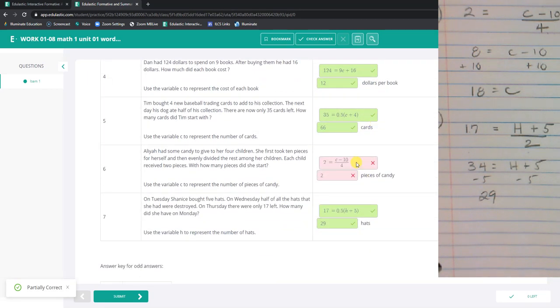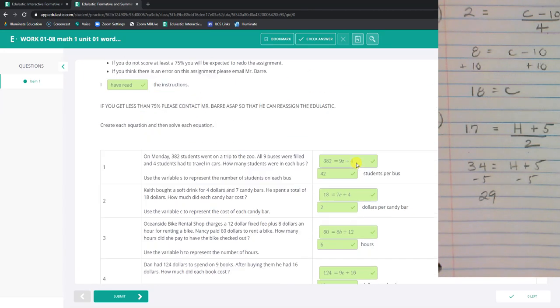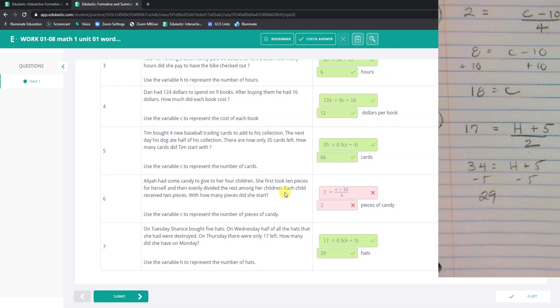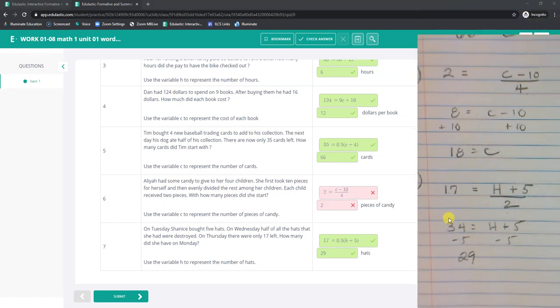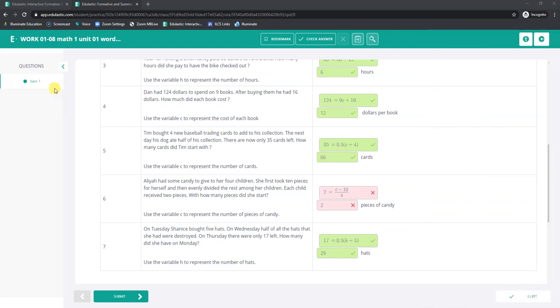Ooh, does not like this one. Okay, does not like that. Why does it not like that? Everyone gets 2 pieces of candy. Okay, I'm not sure. C minus 10 over 4. Let's submit it and see what happens. So this is number 6 that's giving us issues.